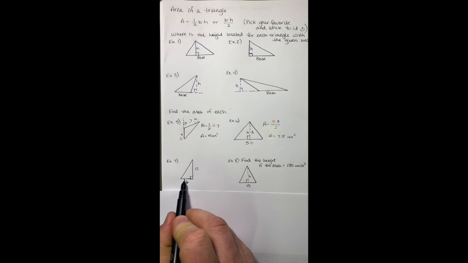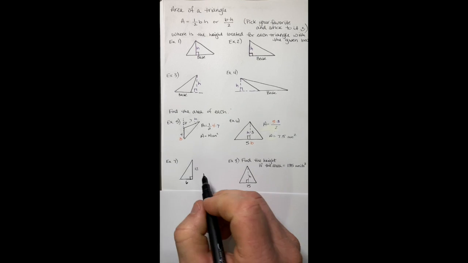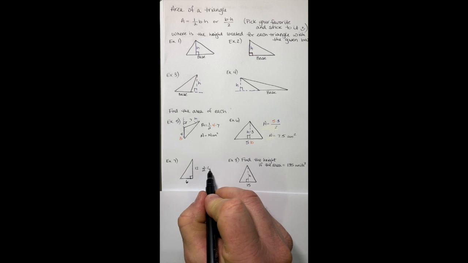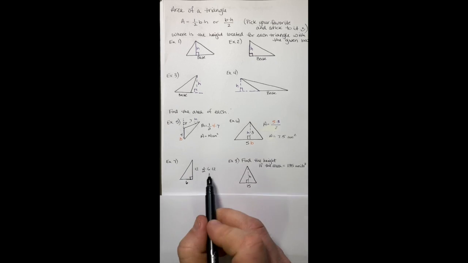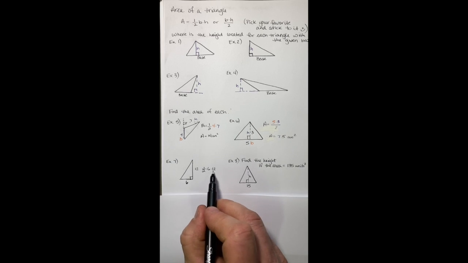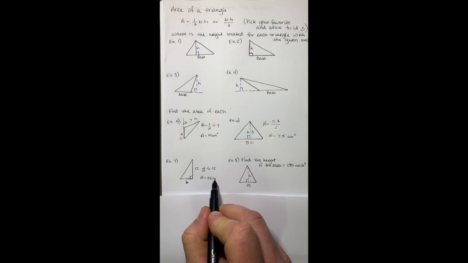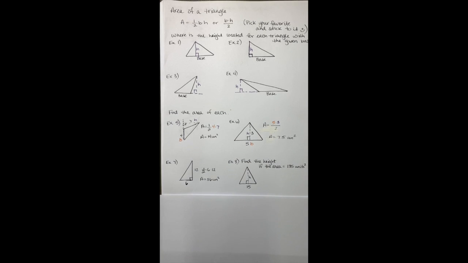So let's take a look at this one. I'm going to make this one really fast. This must be our base, and that's our height. So it would be 1/2 times 6 times 12. Half of 6 is 3, times 12 is 36 units squared. Let's not forget those units squared.